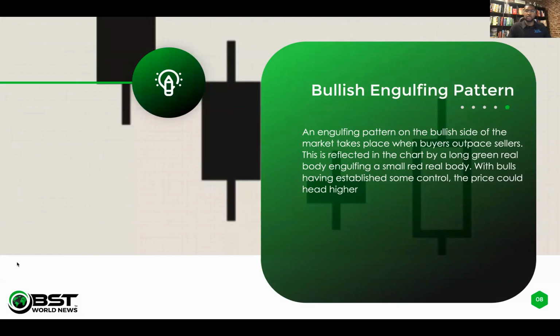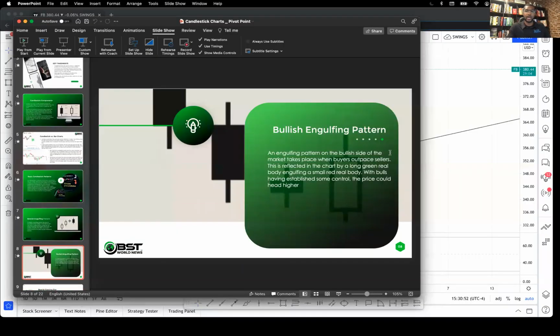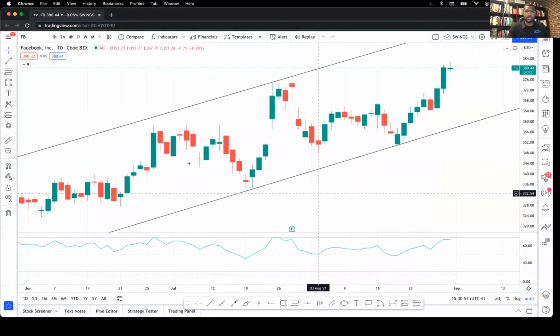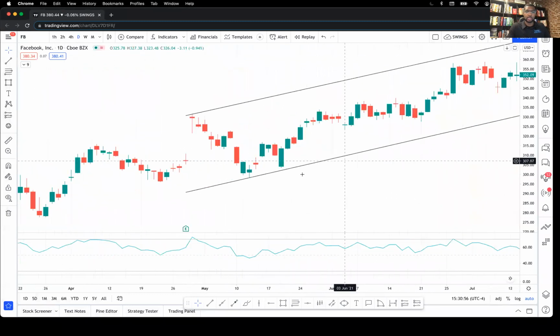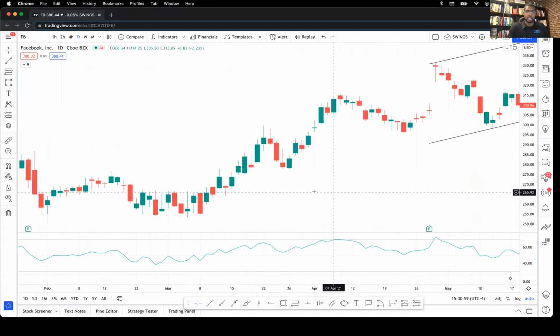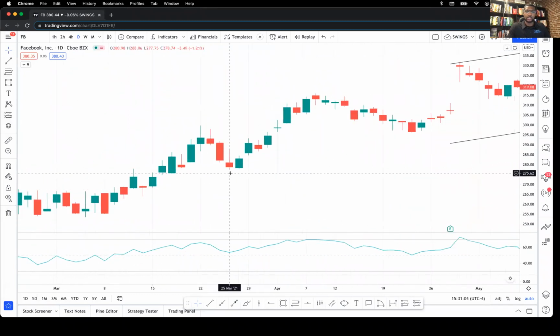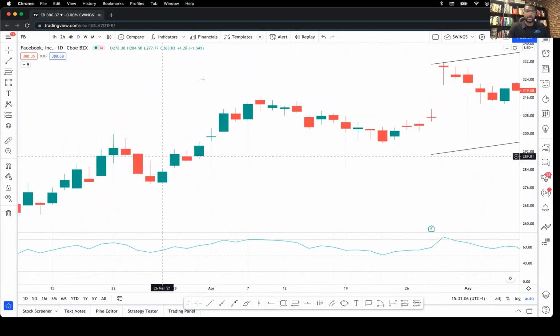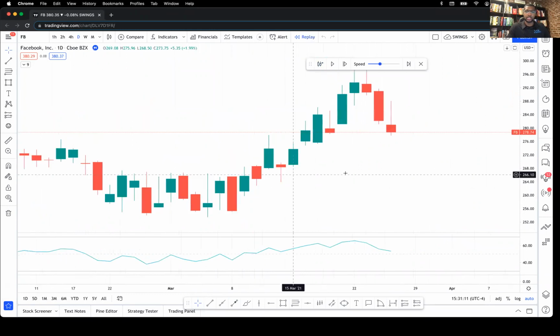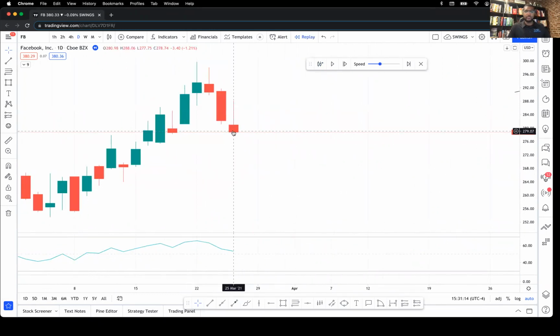All right. So in this example, let's see if we can find a bullish engulfing pattern here on Facebook. All right. Let's see. So I have one here. I got one here on March 25th. On March 25th, and let's replay this and cut this back so we can see in real time, you got bearish movement. Not only do you have bearish movement, but you also have a huge wick letting you know that the sellers are here and they're pushing the price down.